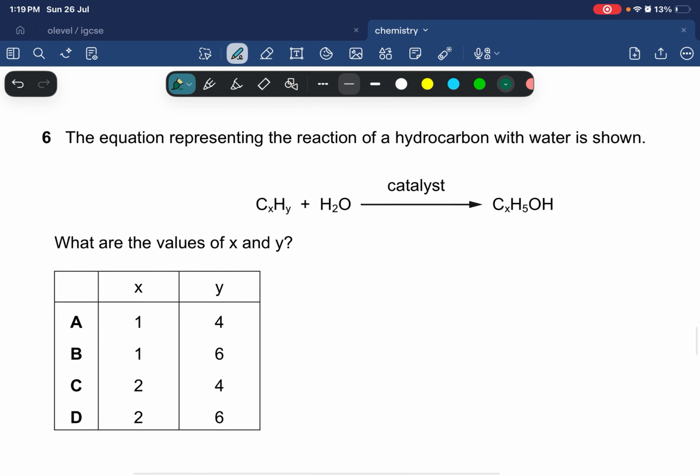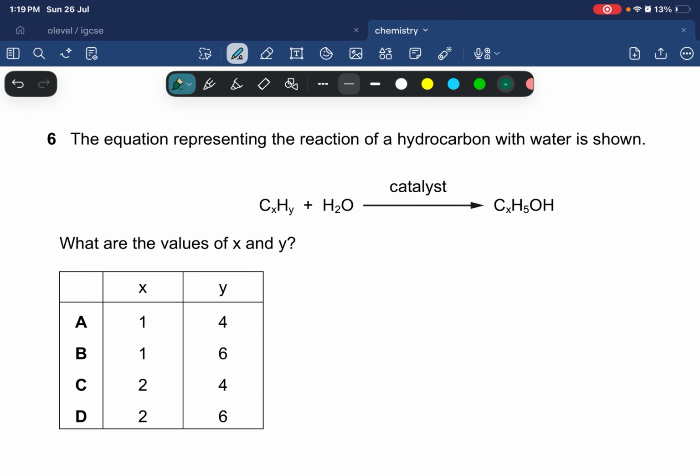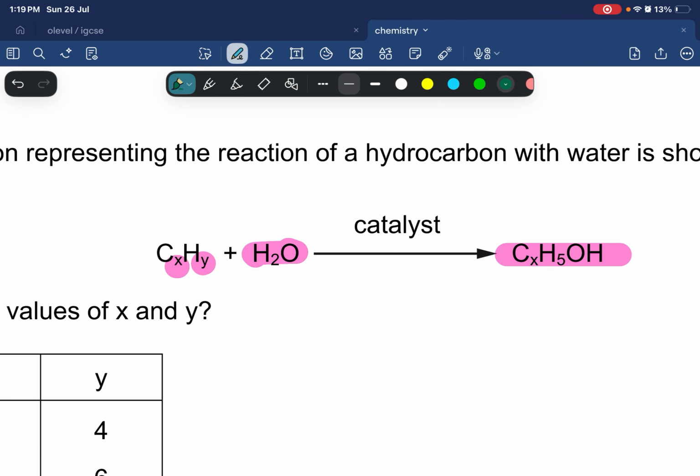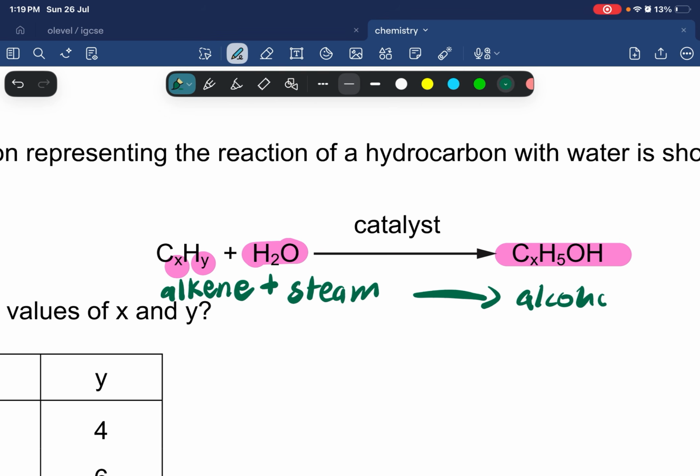Next, the equation representing the reaction of a hydrocarbon with water is shown. Okay, CxHy plus water, what's happening is that you make an alcohol. Now look at the reaction. Try to remember what's happening. You had an alkene, remember? And then you had steam. And whenever you added steam to your alkene, you made your alcohol. Hydration of alkenes, that's what we're dealing with.